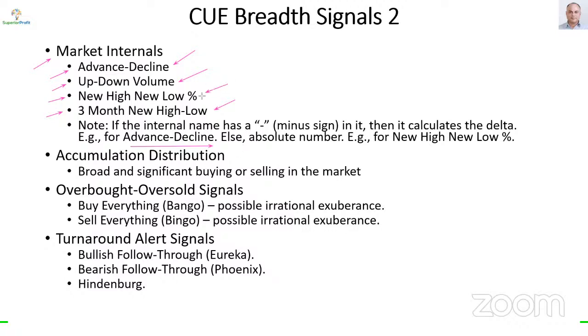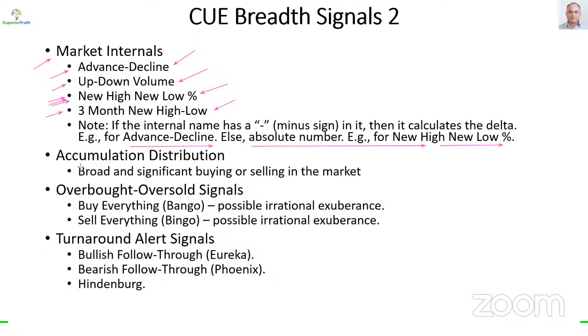However, this market internal, new high, new low percentage, doesn't have the dash. So it's not a delta. It is the absolute numbers for new high, new low percentage. We'll read it later on the chart, but that is the way to read the internals. Not all of them are deltas. 3 of them are deltas, but not new high, new low percentage. That is the absolute number. And we can know that by not having the minus sign or dash in the name of the new high, new low percentage. That was intentional.